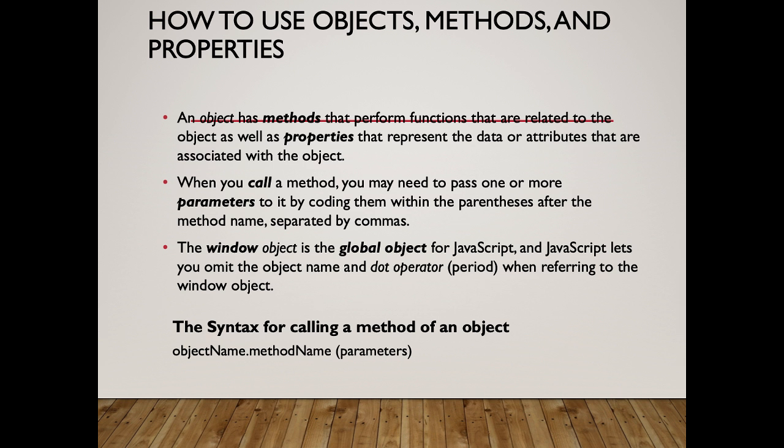So when you call a method, you may need to pass one or more parameters to it by coding them within the parentheses after the method name, separated by commas. You guys have been programming for a while. You probably know how to call a function by now. The window object is the global object for JavaScript, and JavaScript lets you omit the object, actually just refer to it without window. And the syntax for calling a method of an object, you would have the object name, the method name, and then the parameters as you call it.